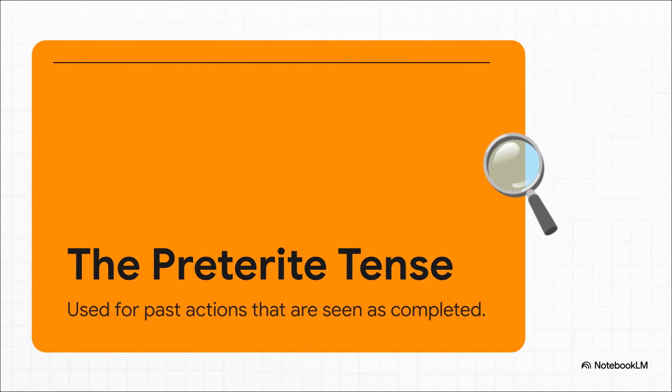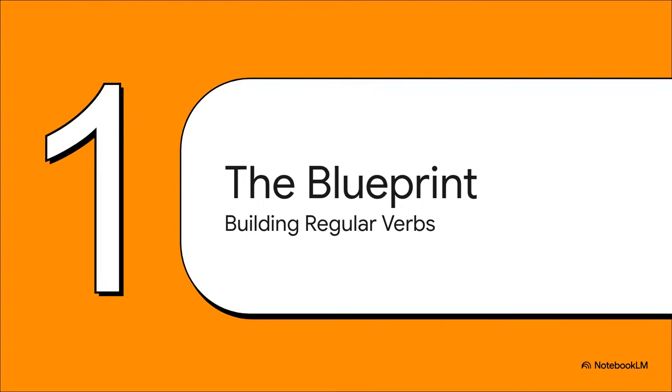It's the perfect tool for taking a snapshot of a completed past action. It's not about what was happening, it's about what happened. It's a done deal, finished. Okay, so let's dive right into this. To use this key, we first have to build it, right? We're going to start with the blueprint, the plan for regular, predictable verbs. And once you see the pattern, trust me, it's going to become second nature.